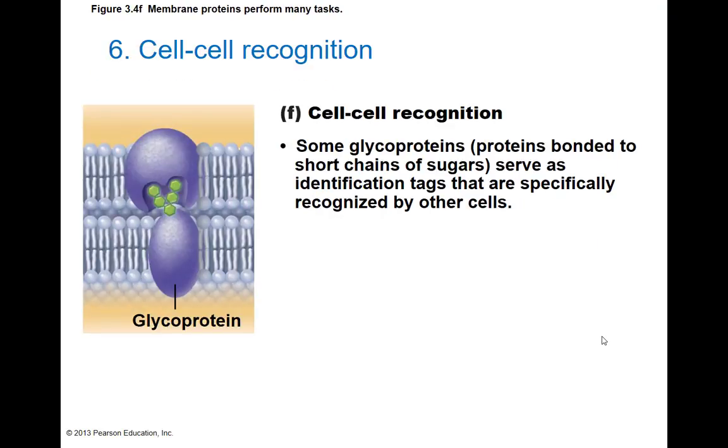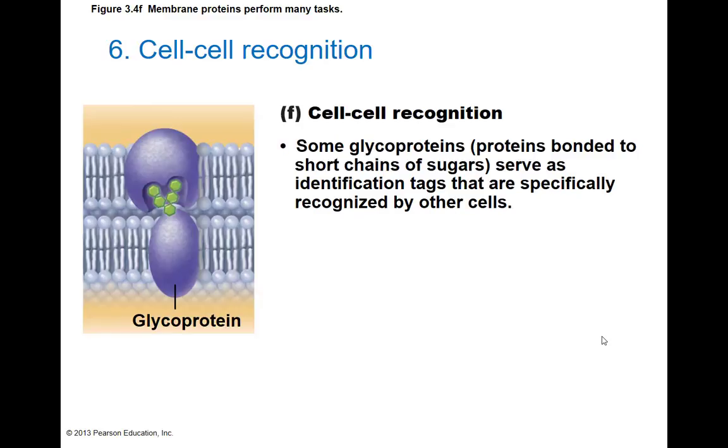Or they can help in cell recognition. Some proteins are glycoproteins, which just means sugar protein. It's a protein with a sugar molecule attached to it. I'm going to talk in one of my next slides about these sugars. The sugar, the carbohydrate portion, is distinct. What the structure looks like and how many it has is distinct for the cell.